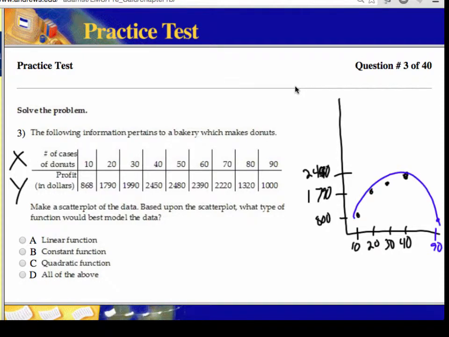So it's going to kind of look like this. What kind of function is that? Well, it's definitely not a constant function. It's definitely not linear. It's probably quadratic.